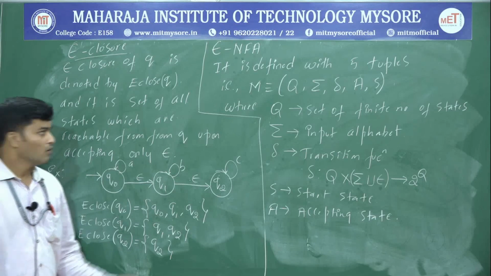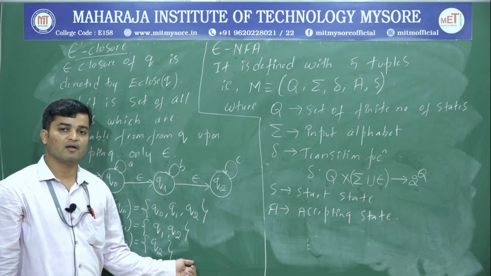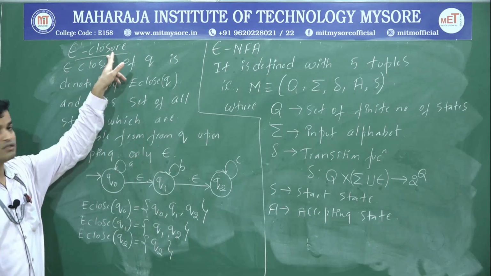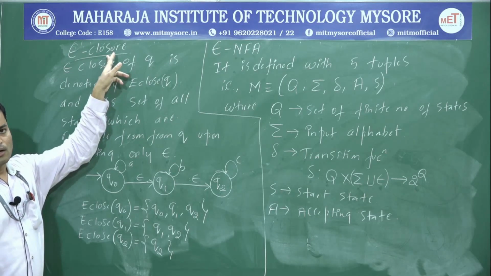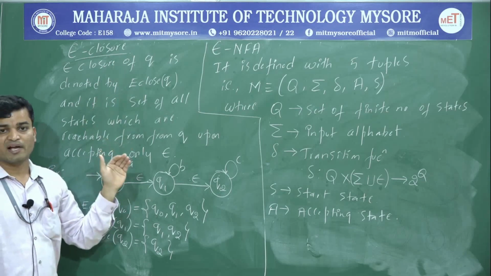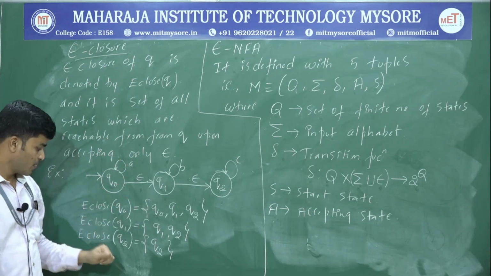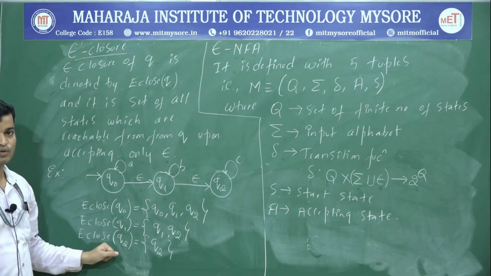Okay. While converting an epsilon NFA to a DFA, we are going to use one property, and that property is called the epsilon closure property. What that property says is, the states you can reach only by accepting epsilon. Okay. That is epsilon closure.